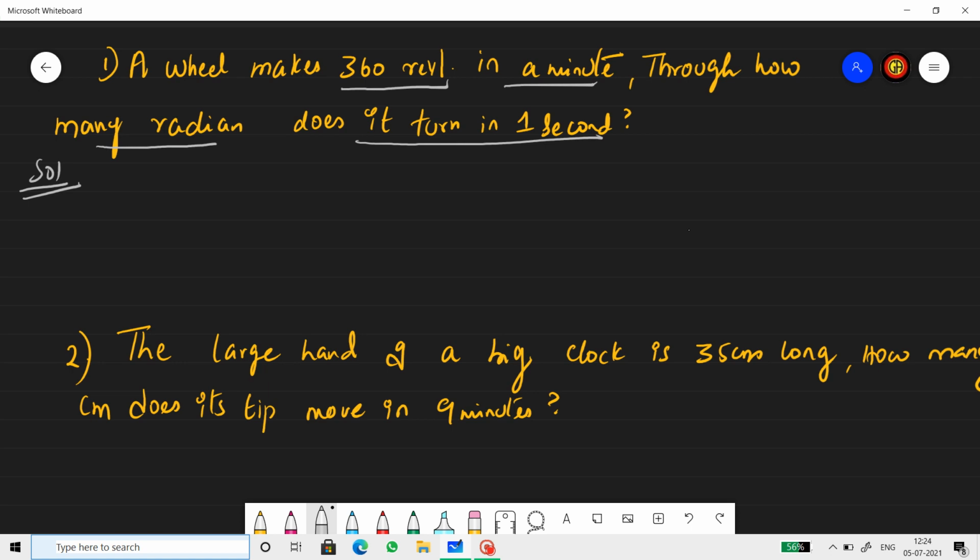Now, a wheel makes 360 revolutions in a minute. How many radians does it turn in 1 second?